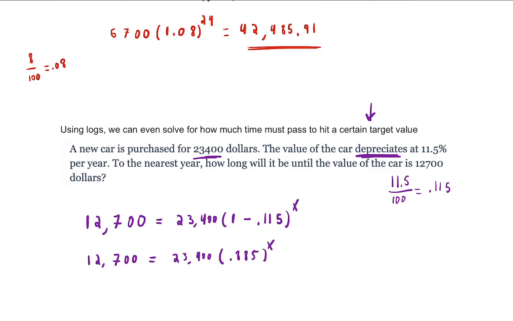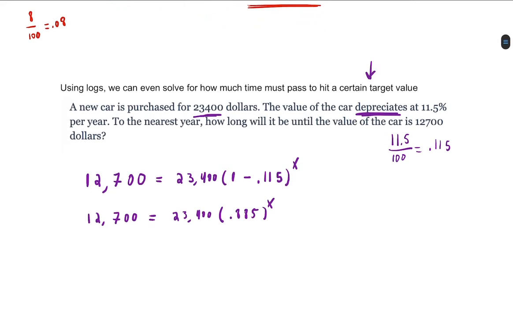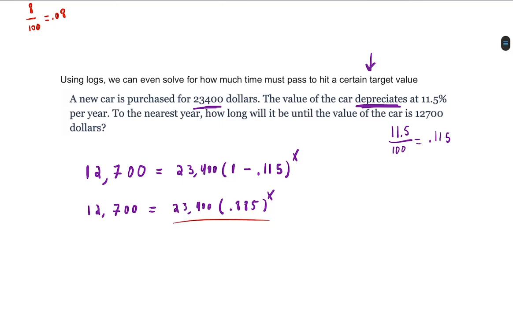And what we learned was you either have a fancy calculator that can do all sorts of logs, or you use this little trick. Either way you have to start by dividing to find the total amount of growth or decay that you have. And so we divide 12,700 by 23,400, and we get that we want to find out when the car is only worth about 54% of what it used to be worth.